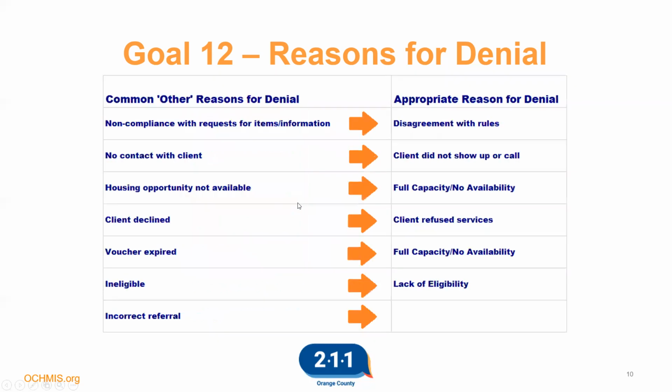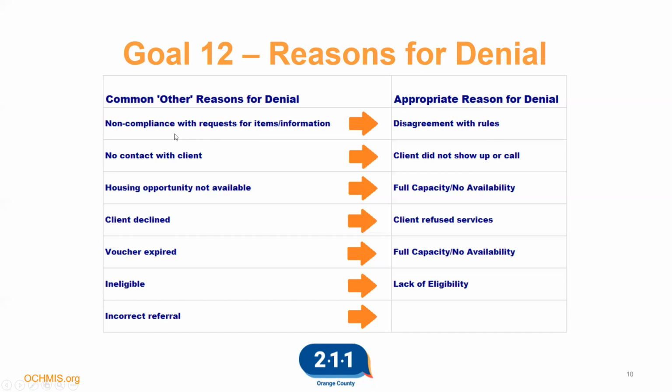I also wanted to show you, if someone selects other for a denial reason, they also have to enter some details on that denial in a text box. On the left side are the most common reasons for denial that I saw under the other text box. Most of these should actually be associated with other reasons for denial.